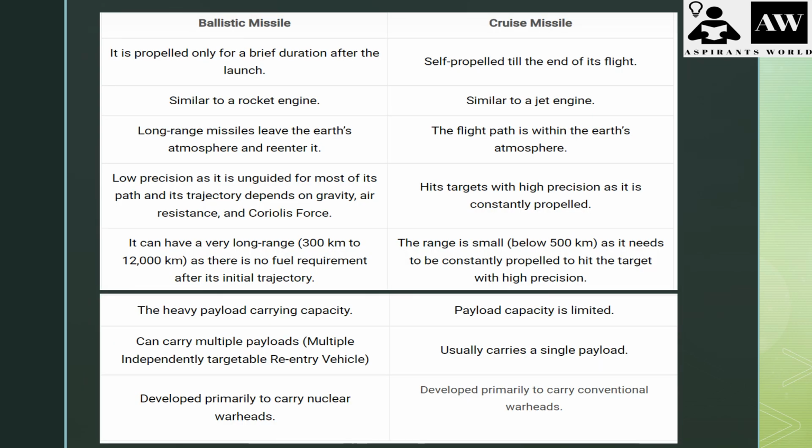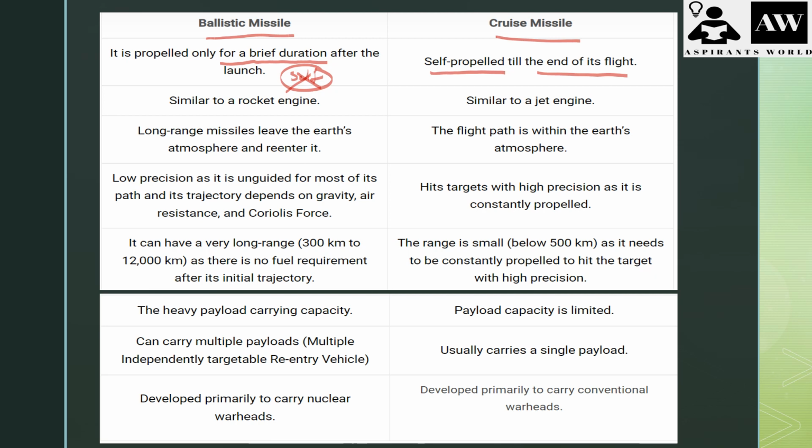After that, let us compare the difference between ballistic missiles and cruise missiles, since many question papers touch on this type of question. What are the differences between ballistic missiles and cruise missiles? The ballistic missile is propelled only for a brief duration after the launch. That means its propulsion time is very short. They don't have the capacity of self-propulsion. But on the other hand, cruise missiles are self-propelled and have a long duration of powered flight until they end their flight and hit the target.